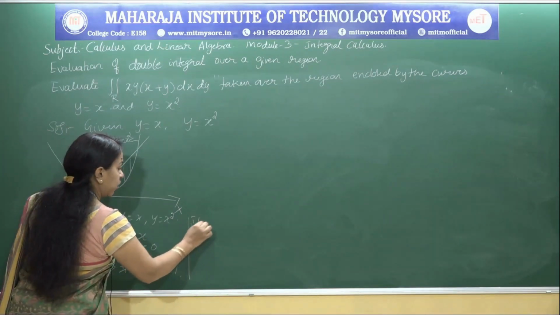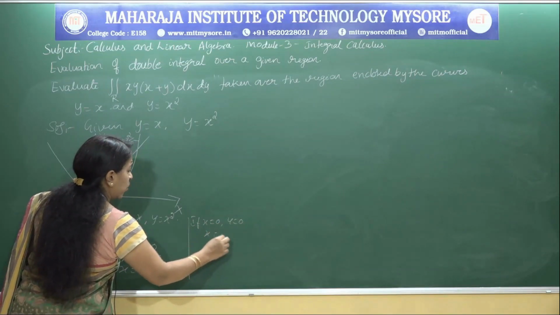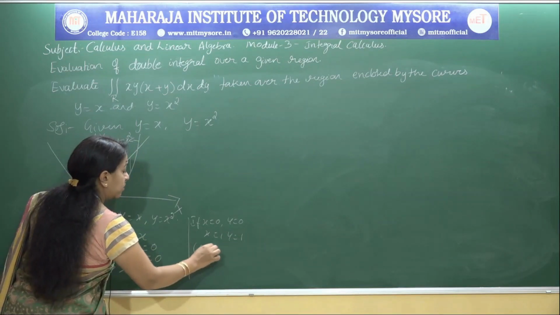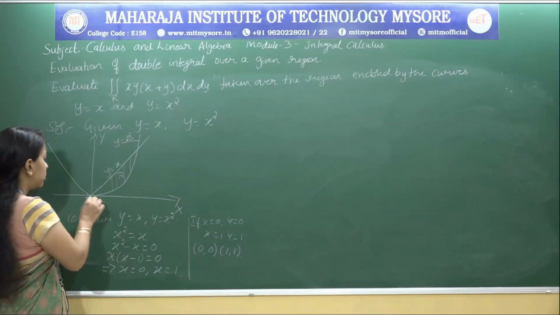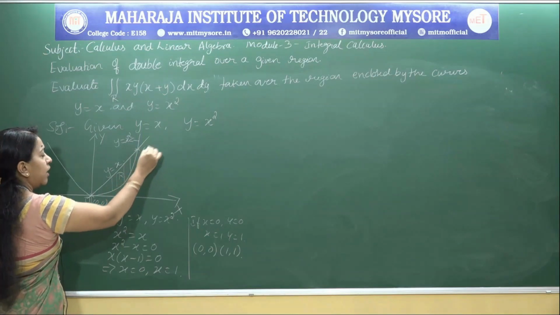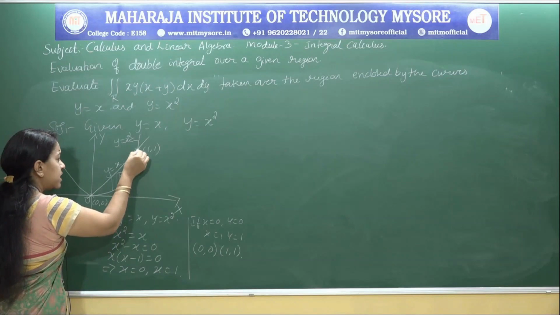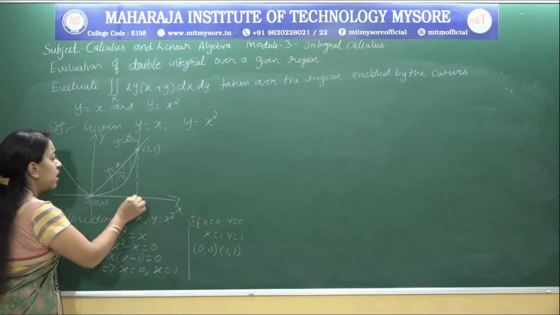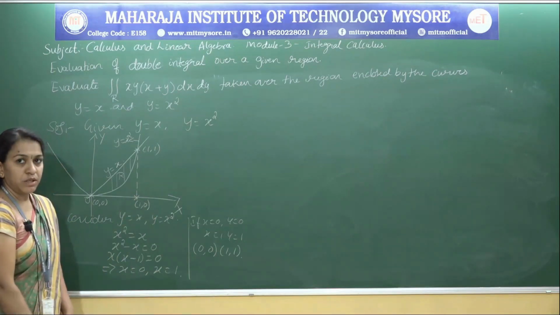So if x is 0, of course y is also 0. If x is 1, y is equal to 1. Therefore the points are 0, 0 and 1, 1. So these two are the points of intersection. From this I can get the point on x axis if I represent like this. So we have a point on x axis, 1, 0.